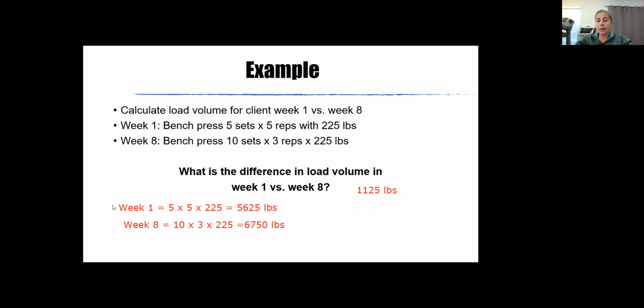And understanding, when we're looking at differences, if you were to just eyeball it and take a look at week 1 and week 8, you might think that in week 1 you did more. But if you actually do the math, 5 sets of 5 reps is only 25 versus 30 reps of the same weight. Well, you're probably going to do more in week 8, right? So understanding what load volume is and how to calculate it is important.